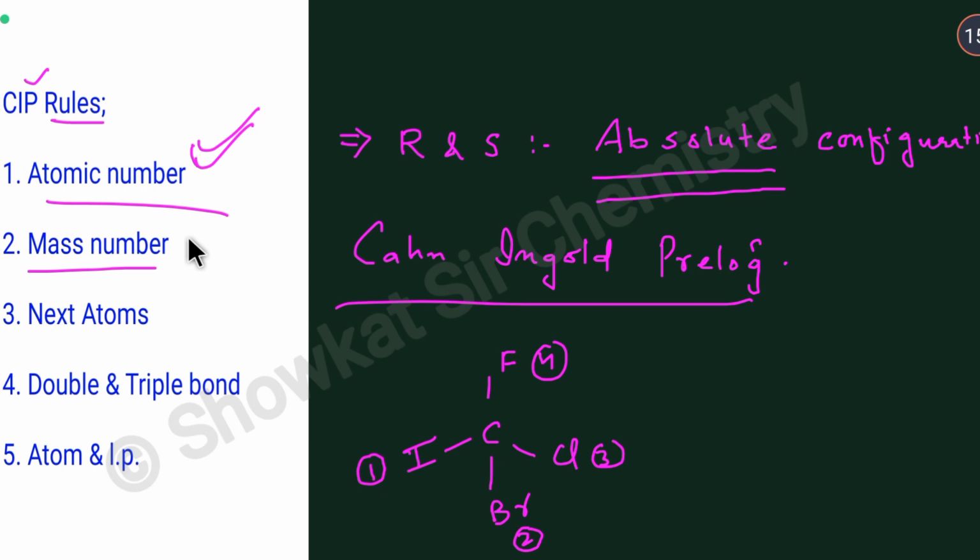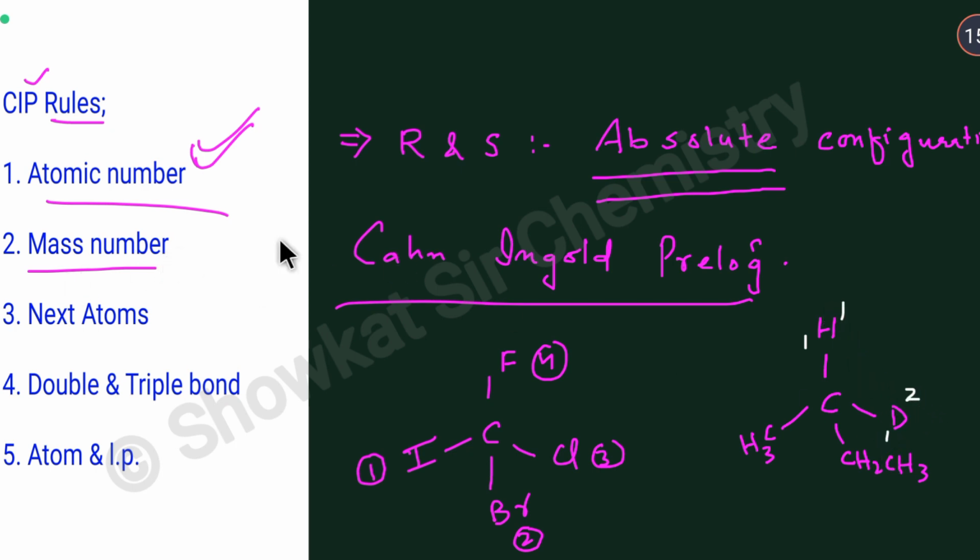Now if the atomic number is the same, then we have to check the mass number. Let's take another example. Here we have deuterium, and we have protium, hydrogen, isn't it? Let's say here we have CH3 methyl, right? And now let's say here we have CH2CH3, the ethyl group. Now how to give the priority? Here you will remember that hydrogen and deuterium have atomic number 1. Now what will we do? We will move towards the mass number. Hydrogen's mass number is 1, and deuterium's mass number is 2.